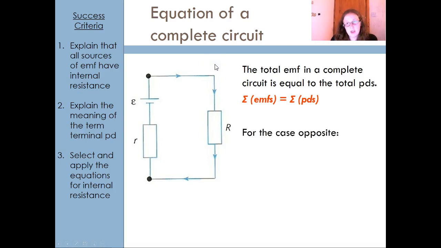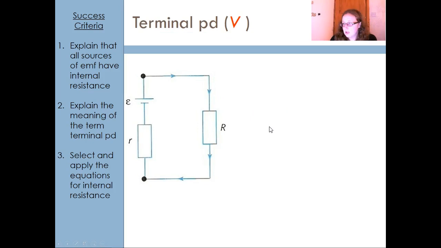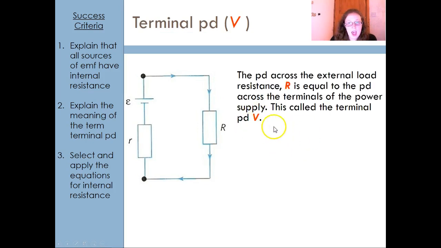So if I look at the case I've got going on opposite, my EMF is the EMF from the power supply, which is going to be given the symbol epsilon. And my potential differences come from my external load, my external resistor, plus the voltage from going through my internal resistor. So I've got IR to show the voltage from my external resistor, and an I with a little r to show the voltage from my internal resistor. You can also write it with the I pulled out separately, and you might also see it written with the V for the terminal potential difference.